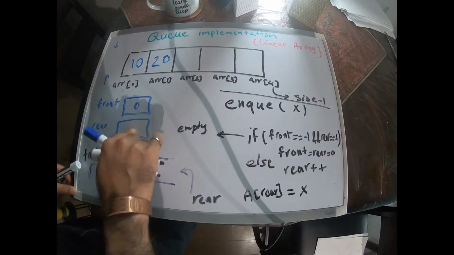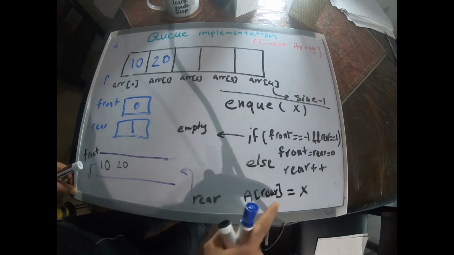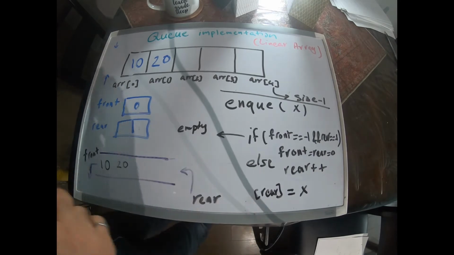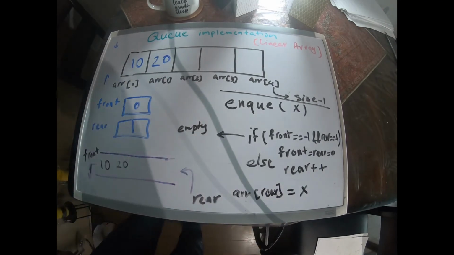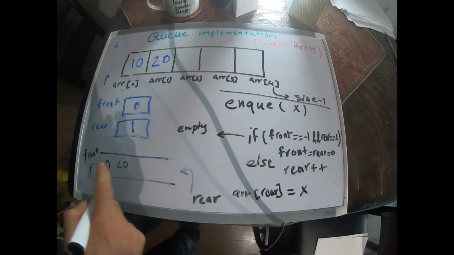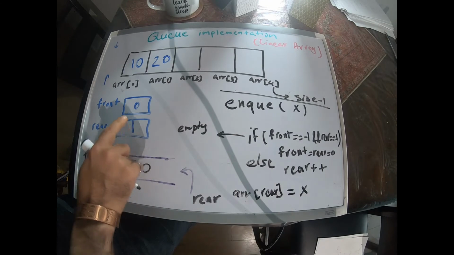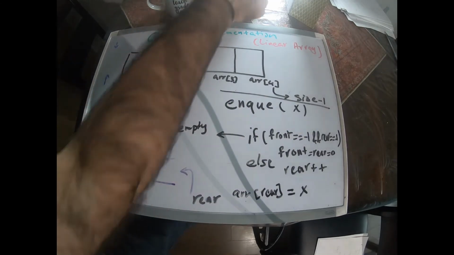So rear becomes 1, and then we insert X into A1, or I should call it array, as I named this ARR. Okay, and I keep doing that. Let's say the next number is 30. Is front -1 and rear -1? No.